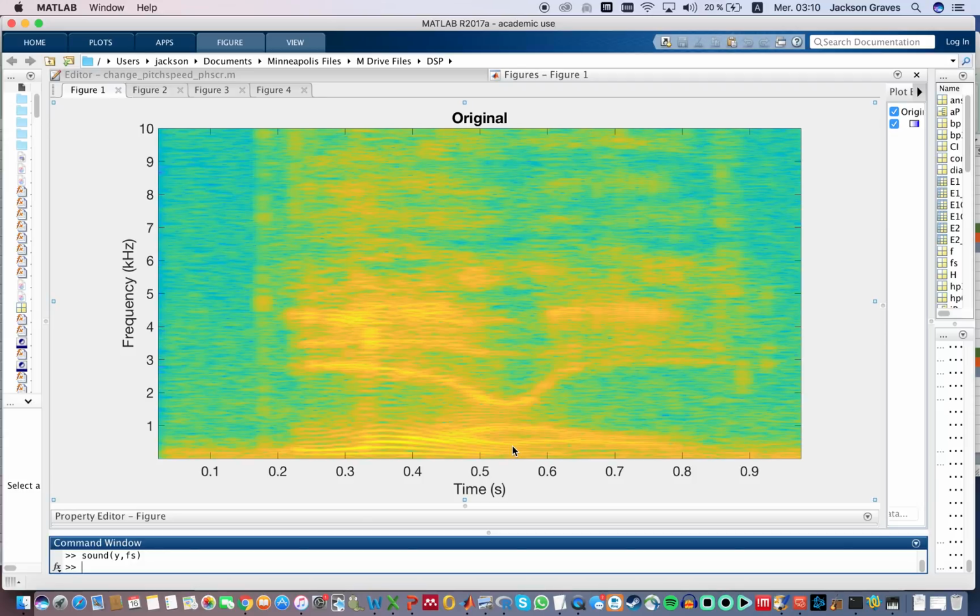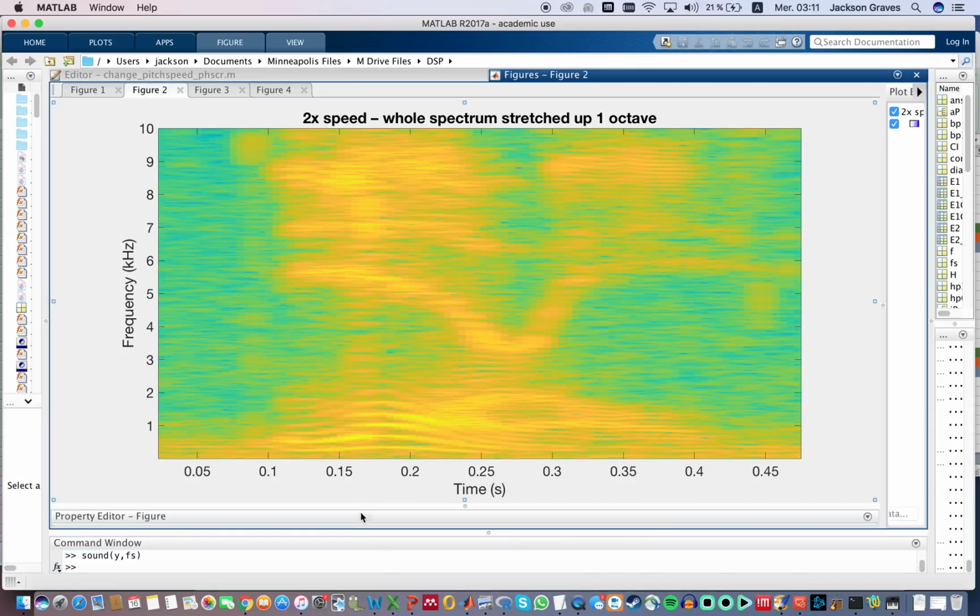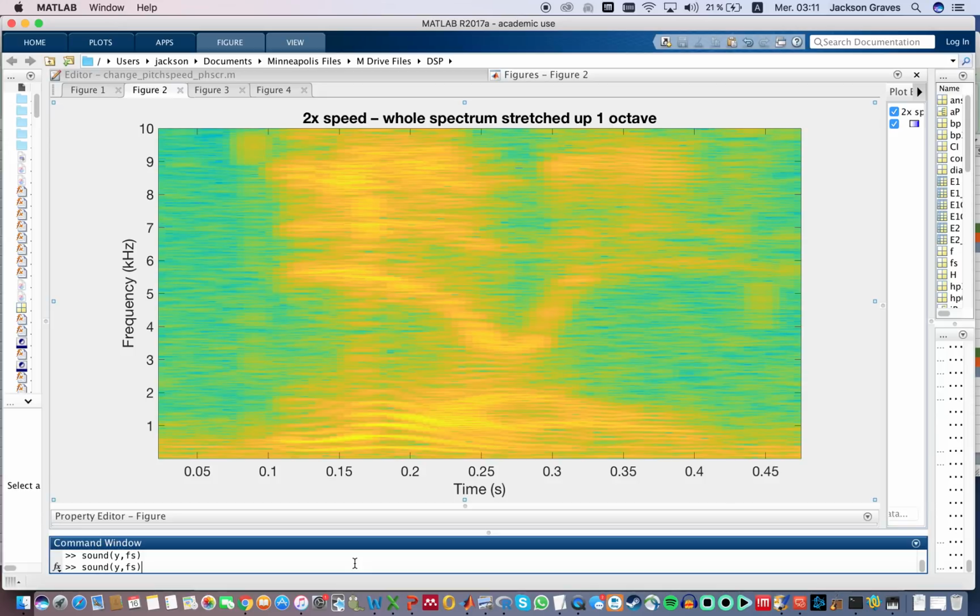And usually when people say that they've changed the pitch of this sound, what they've actually done is shifted the entire frequency spectrum, which is the same thing that you get if you just speed up or slow down the sound. So if you just play this sound at twice the speed, it sounds like this.